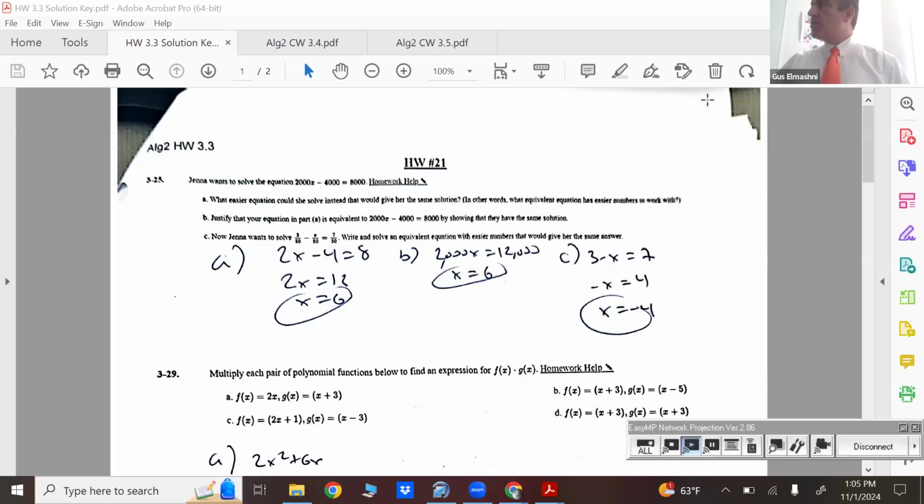Okay. So here's a solution key for the homework. I'll post it to Schoology hopefully today. I'll get a chance this afternoon. Pretty straightforward for the first problem.